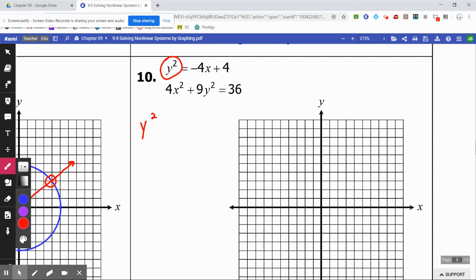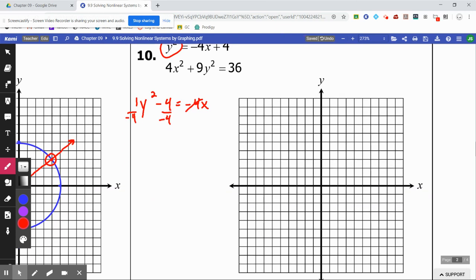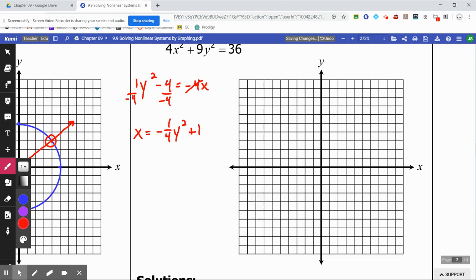I'm going to first move my plus 4 over, so I now have y squared minus 4 equals negative 4x. Then I'm going to divide everything. This one I'm dividing by negative 4, and this I'm also dividing by negative 4, both terms. And that's going to give me, my x is now by itself. I'm going to put it on the left side: x equals negative 1/4 y squared plus 1. So there is your parabola.